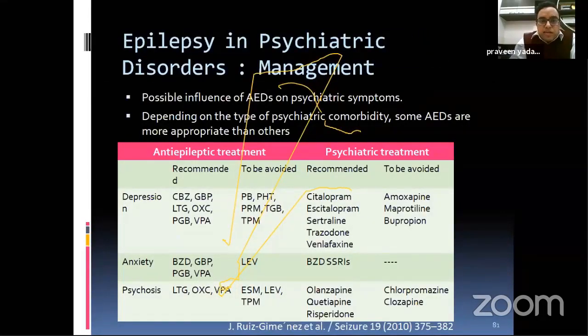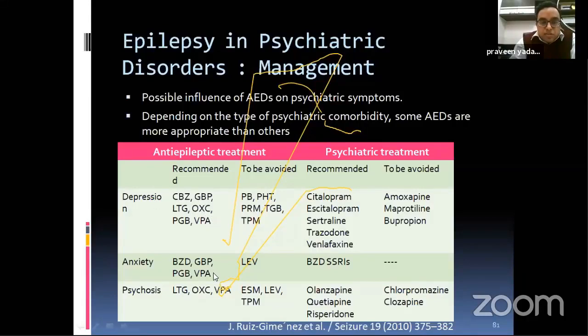In psychiatric patients, most of the patients may have psychiatric illness along with epilepsy. In depression patients, you give antidepressants. You should avoid antidepressants like bupropion and amoxapine, which may precipitate the seizures notoriously. The recommended drugs are citalopram and sertraline, and you should avoid phenobarbital, phenytoin sodium, topiramate, etc., which may worsen the depression. The recommended drugs are carbamazepine, lamotrigine, oxcarbazepine and valproate, which can be used in depressive patients.